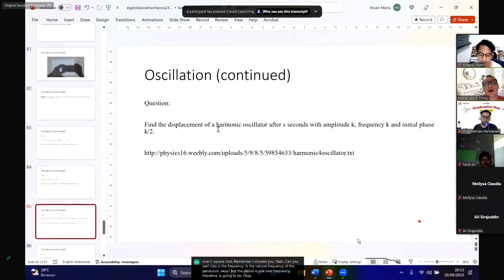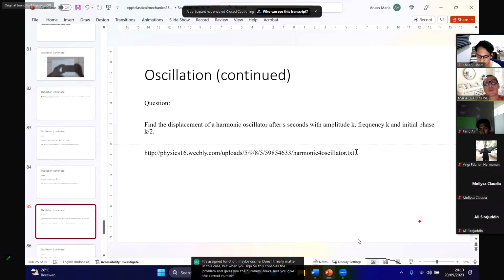Okay, so I want you to find the displacement of the harmonic oscillator, which is basically the sine, which is the solution for the oscillation. It's a sine function, maybe cosine. Doesn't really matter in this case, but we use sine. So this code solves the problem and gives you the numbers. Make sure you give the correct number of significant figures and the correct units. In this case, displacement is in meters.